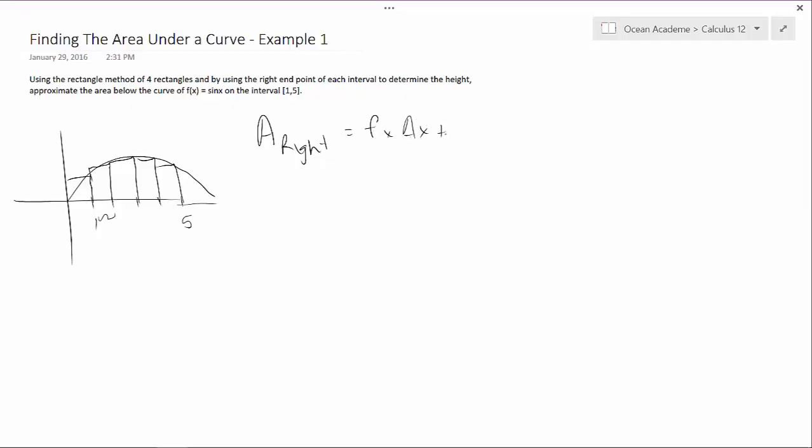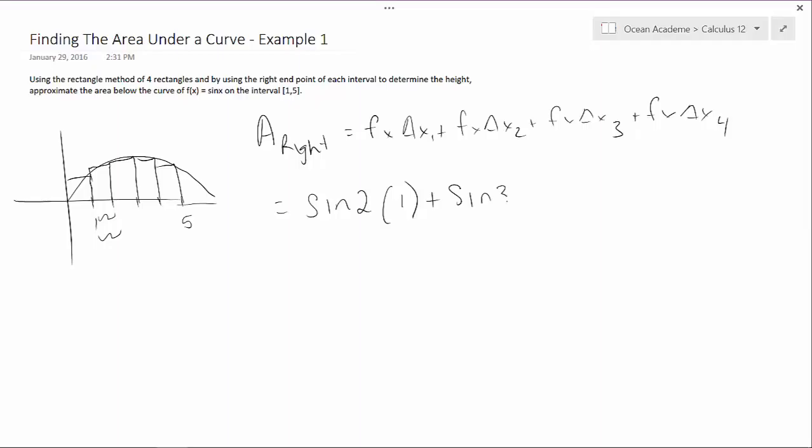So this is going to be f of x change x1 plus f of x change x2 plus f of x change x3 plus f of x change x4. So what that means is we'll have sine, and instead of x, we're using our right endpoint, so that's 2, and that will be multiplied by 1 because that is our base. And then our next one is sine 3 times 1, and then sine 4 times 1, and then sine 5 times 1.